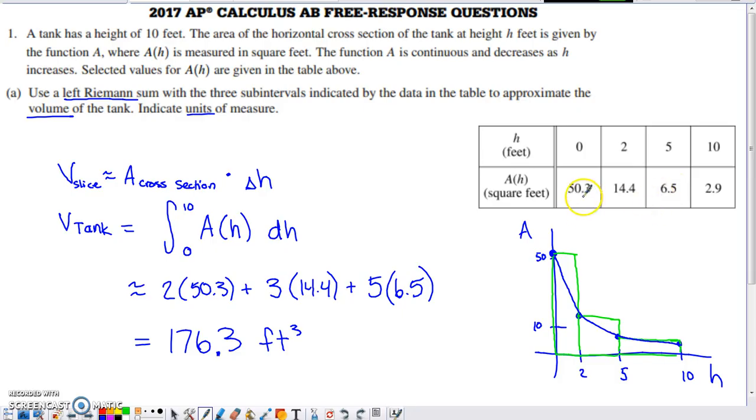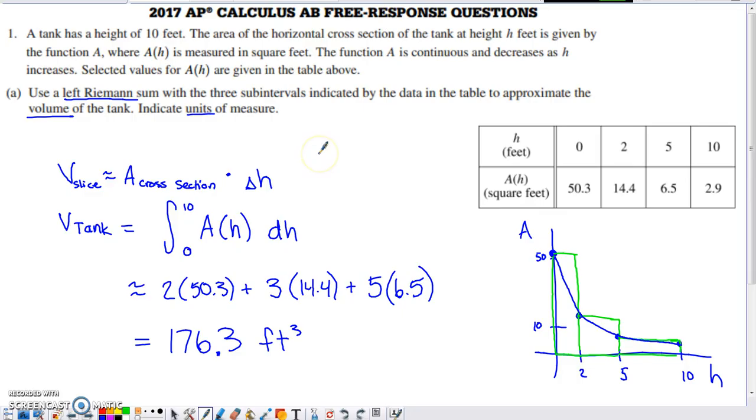So at the bottom of the tank, the area of the bottom is 50.3 square feet, but then the area of the cross section at the very top of the tank is 2.9 square feet, and then we have the area at two values up the tank, 2 feet up the tank, and then halfway up the tank, 5 feet up the tank. Tells us that A of h is measured in square feet. That's obvious from the table. Function A is continuous and decreases as h goes up, so A is a decreasing function, and we've got those selected values of A of h in the table.